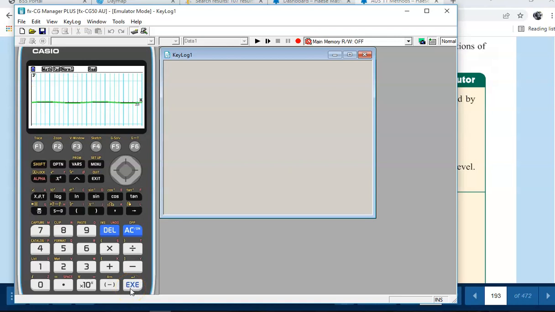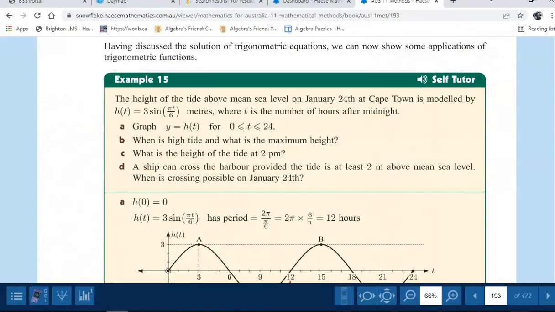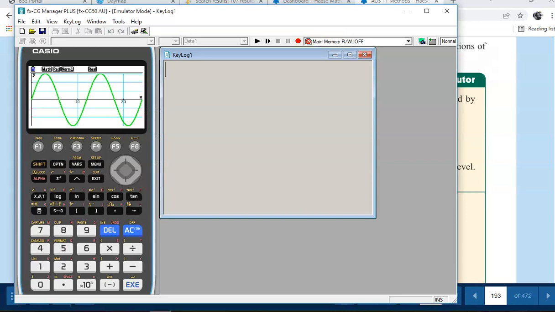Oh, I'm not concerned because who's my friend? Shift, zoom, auto. Oh, love you, auto. Sad life that I love auto, but anyway. What is the maximum tide? When is the maximum tide? What is it? How would we find that out? G-solve. Max. So the maximum height is at 3 hours after midnight, 3 a.m.